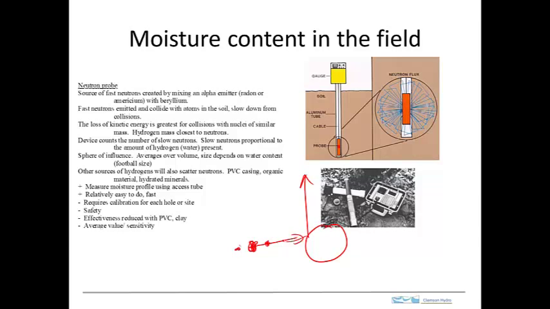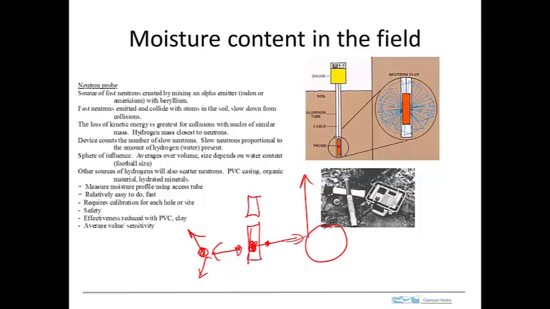But if you have a small neutron hitting a hydrogen atom, the hydrogen atom is about the same size, about the same mass as the neutron, and so when it hits it, it's going to cause some kinetic transfer. The hydrogen will start moving, and when it bounces off, it'll slow down because it's transferring some of its kinetic energy into the hydrogen. Okay, so what you do is have this radioactive source, and then you have a sensor that can detect these slow neutrons, neutrons that have hit hydrogen and have been slowed down as a result.